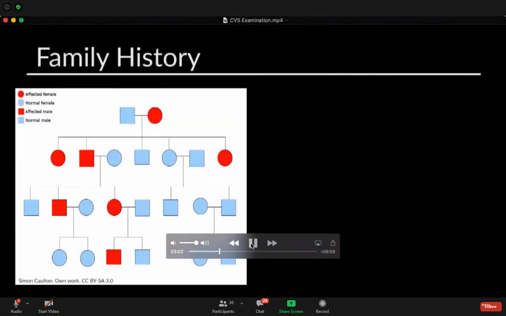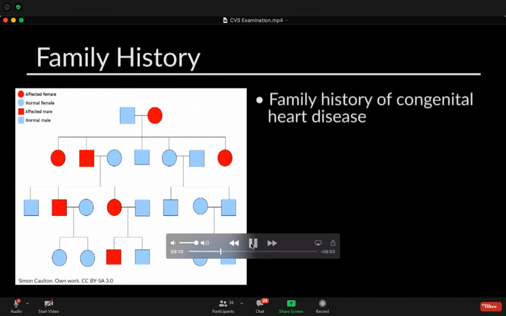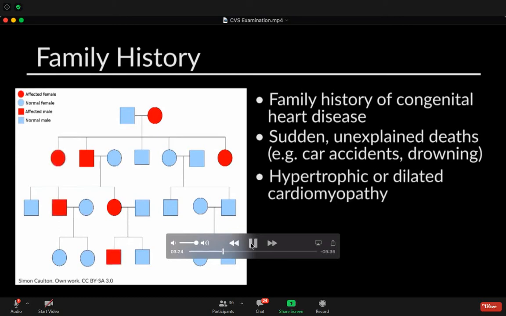Family history. You're going to want to ask if anyone has ever been born with a heart problem, and that'll be your screening for family history of congenital heart disease. Has anyone passed away suddenly or from an unexplained cause? Often I will also ask about unexplained car accidents or drownings because those can be indicative of electrical problems with the heart. Does anyone have hypertrophic or dilated cardiomyopathy? And does anyone in the family require a pacemaker or an implanted defibrillator?